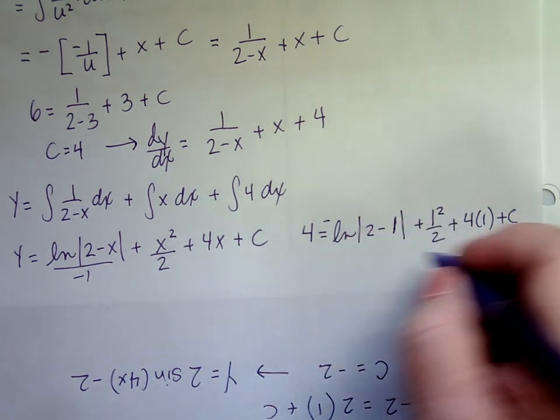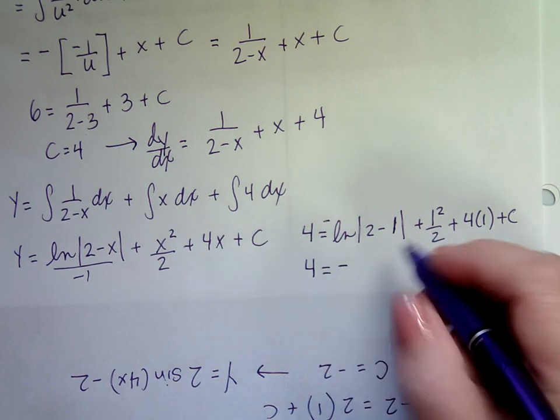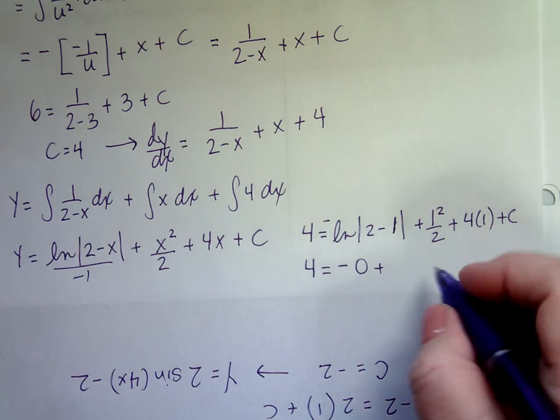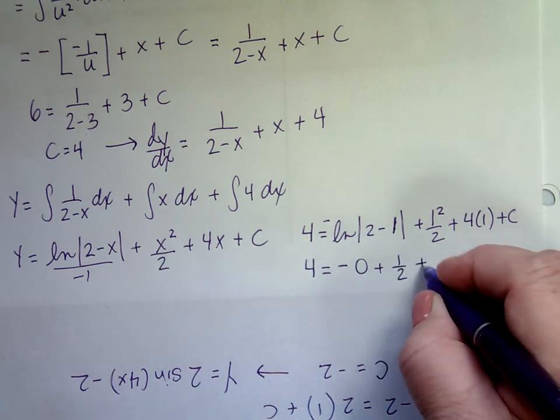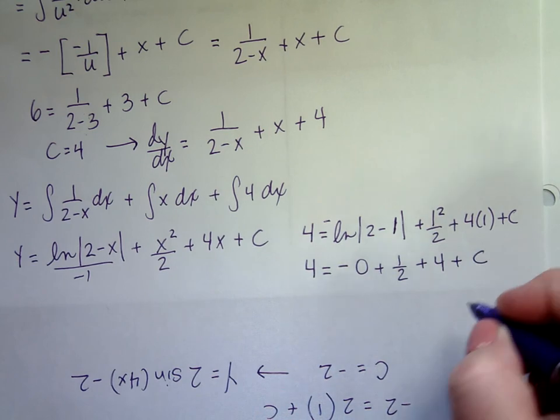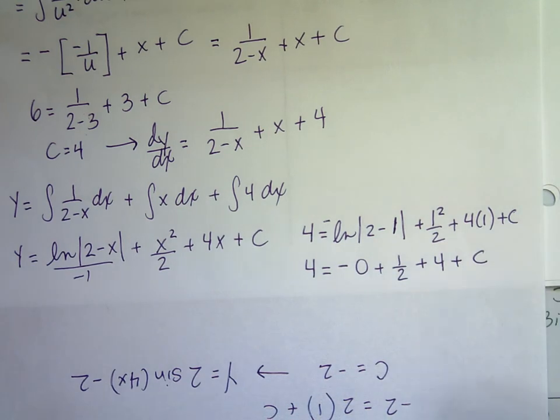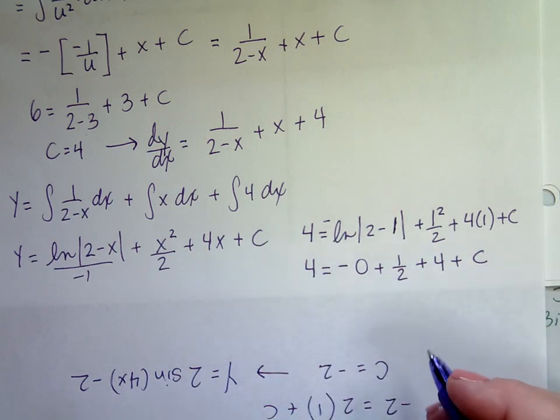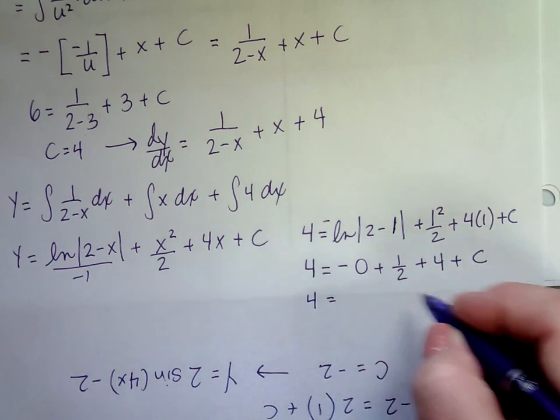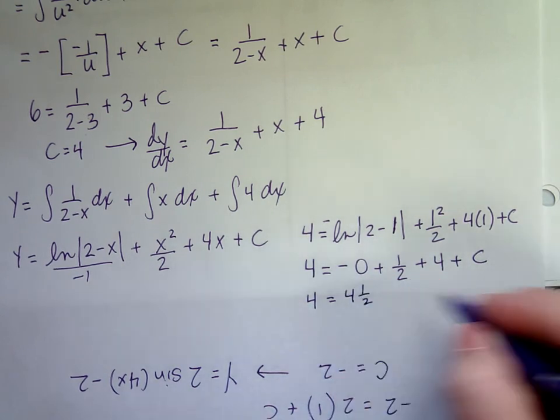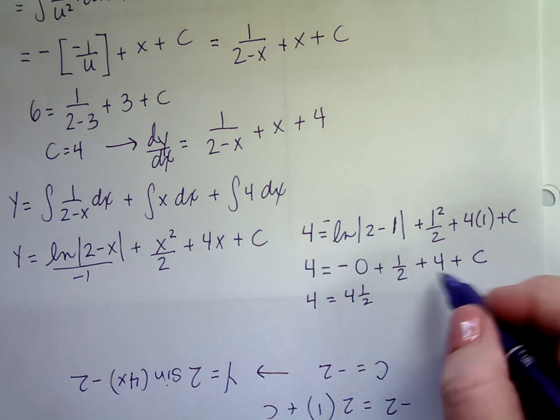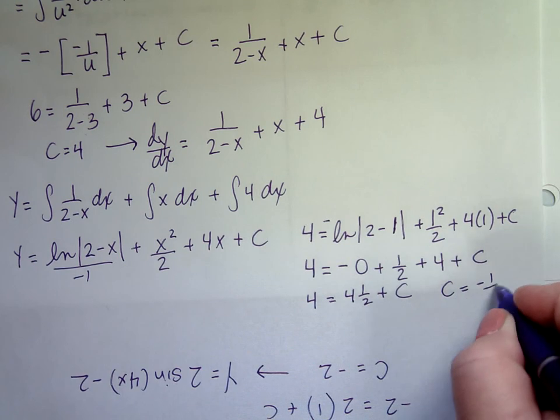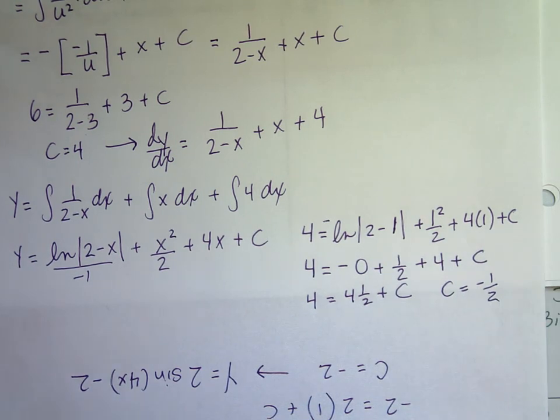4 equals negative ln of 1, well that's a 0. And then I've got 1 squared is 1, so 1/2. And then I've got a plus 4, and then I've got a plus c. So let's see if we can figure this out. Now if I take these and combine them, 4 equals 4.5 plus c. If I take 4.5 away, then c is going to equal negative 1/2. And now I have enough information to put my whole y together, which is this guy.